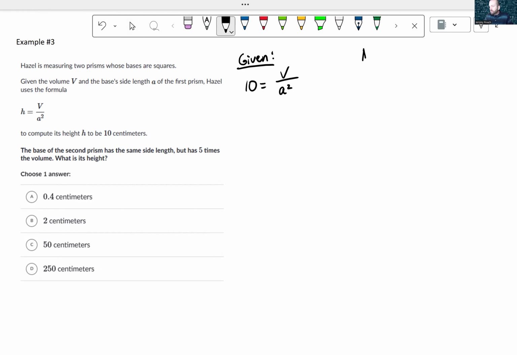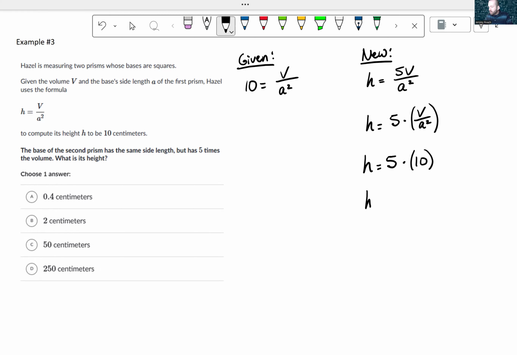The new formula is 5 times the volume. So the new formula, we don't know what H is, but we do know that now it's 5V over A squared. And we can rewrite this now as a multiplication problem as 5 times V over A squared. And if we look at our given information, V over A squared is equal to 10. And so the new height is going to be 50.